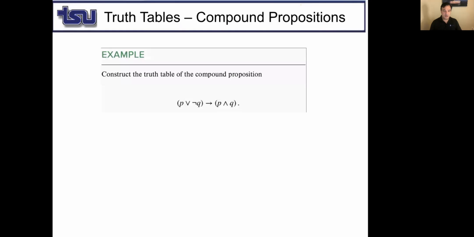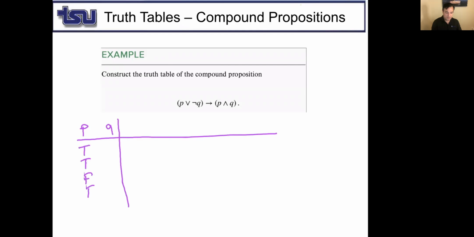And here is the example. Construct the truth table of the compound proposition. So I'm going to do it from scratch with you. Okay, let's use this color. I have P, I have Q, and for both of them, we have 4 possibilities.